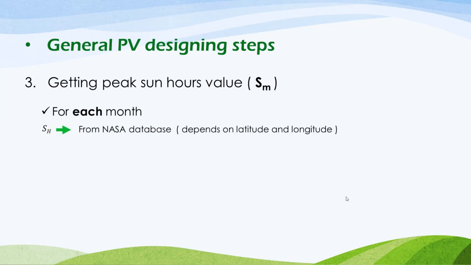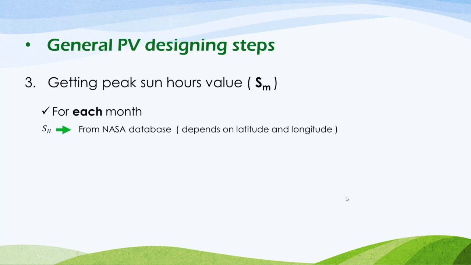We will get it from the NASA database, as NASA provides us with global horizontal radiation values for each coordinate on the Earth. So what we just need is the location's latitude and longitude that we have just got, then enter the NASA database, and get the value of S sub h for each month. This value for each month is the average over the month's days, as we know that each day of the month has a different value of S sub h.